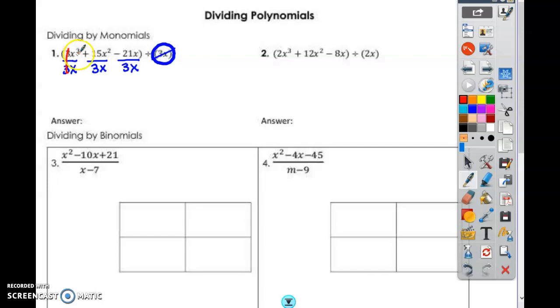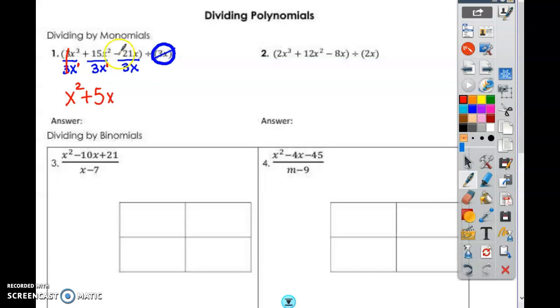And then we're going to subtract these 2. So what's 3 minus 1? 2. So I have x squared right here. The next one, what's 15 divided by 3? 5. 15 divided by 3 is 5. So that's positive 5. And then subtract. Se restan estos dos. 2 minus 1 is 1.